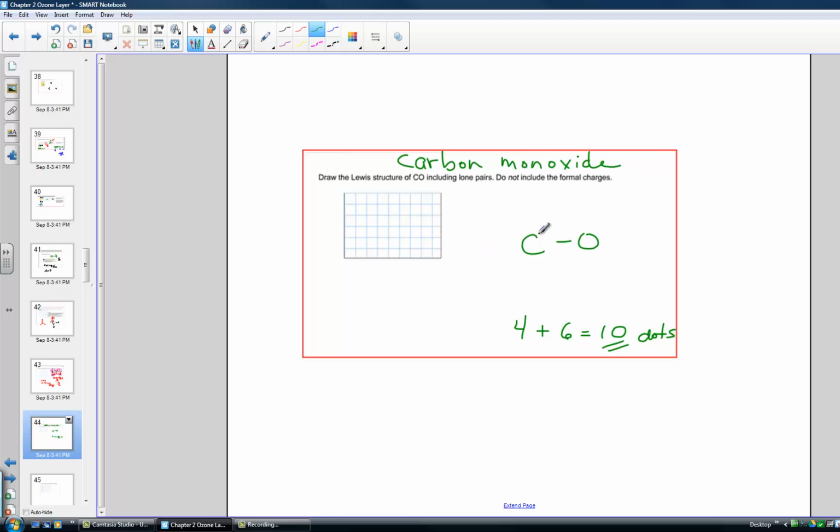And out of that, I've got to try to satisfy the octet rule for each one of these atoms. So I connect them together, and that uses up 2 dots, leaving me 8 left. And I could go 1, 2, 3, 4, 5, 6, 7, 8, thinking symmetry. And now I'm done with dots. There's nothing left. And yet, I know I'm not done because I don't have an octet yet. 1, 2, 3, 4, 5, 6. So each of these elements only has 6 electrons. That's my clue that I'm going to need a multiple bond.